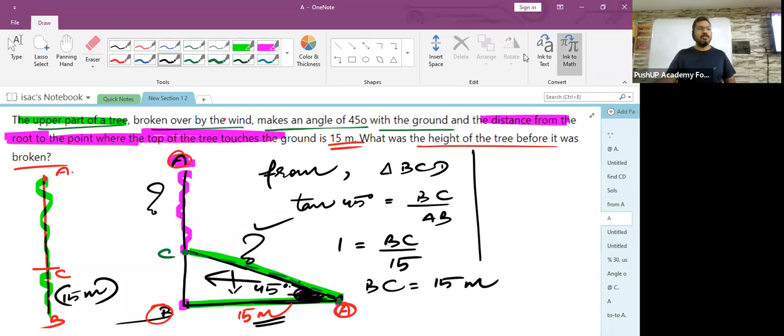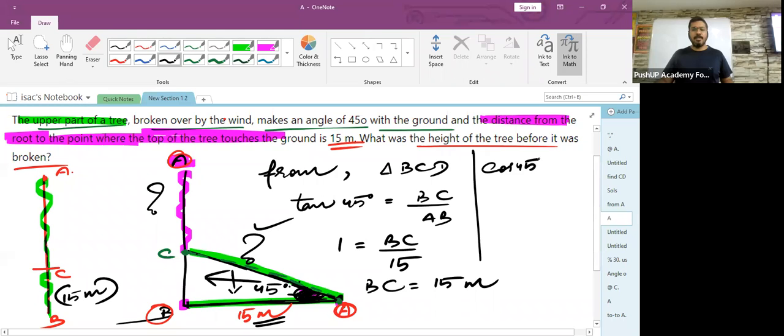Which trigonometric function is used? Base and hypotenuse. Cos, Angel, what is cos 45 equal to? Help me to write this. Cos 45 is equal to, what should I write next? AB by AC.